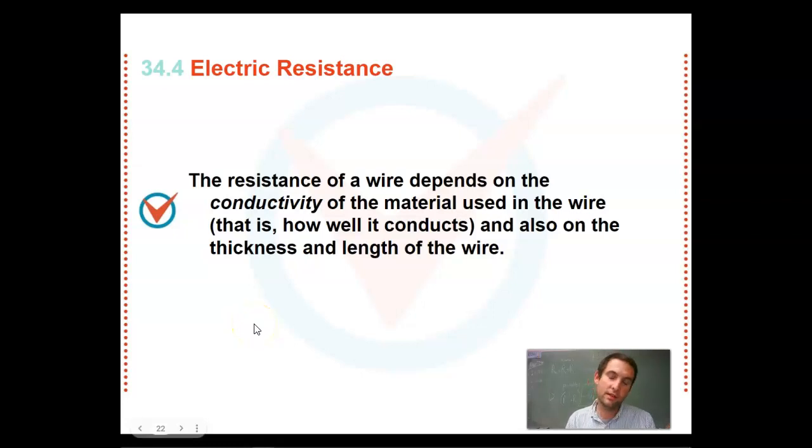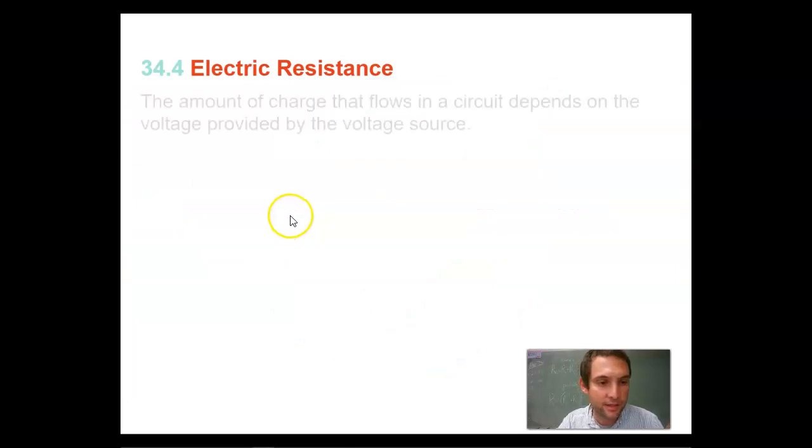Section 4, electric resistance. Resistance of a wire depends on the conductivity of the material used in the wire. That is, how well it conducts, and also on the thickness and length of the wire. So we should have that down by the time we get through this lesson.